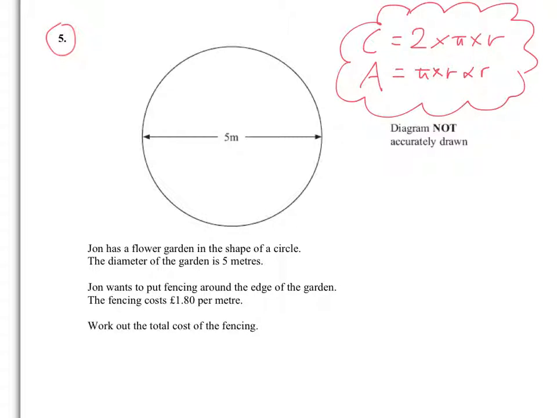So John has a flower garden in the shape of a circle. The diameter of the garden is 5 meters. John wants to put fencing around the edge of the garden. The fencing costs £1.80 per metre. Work out the total cost of the fencing.